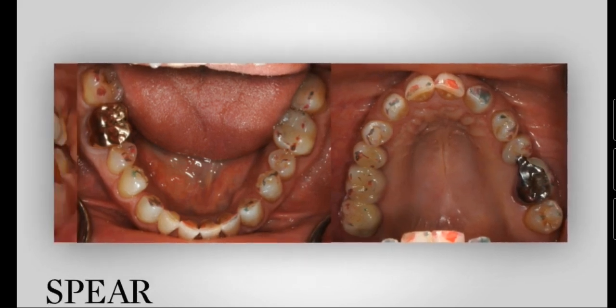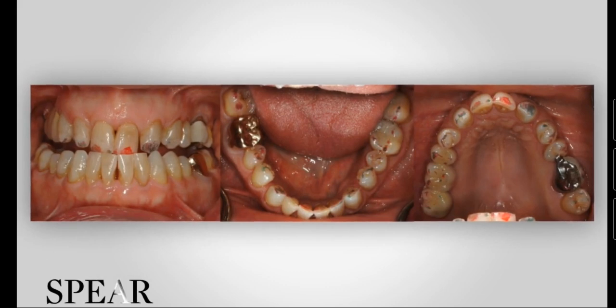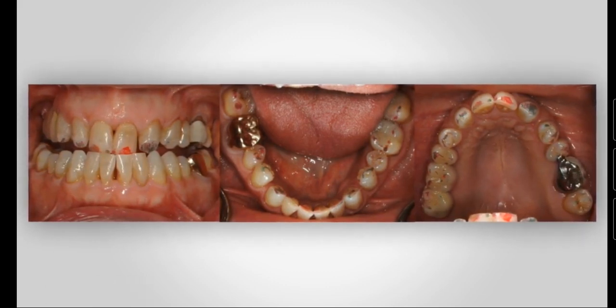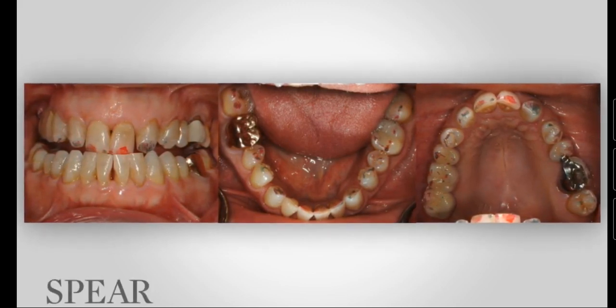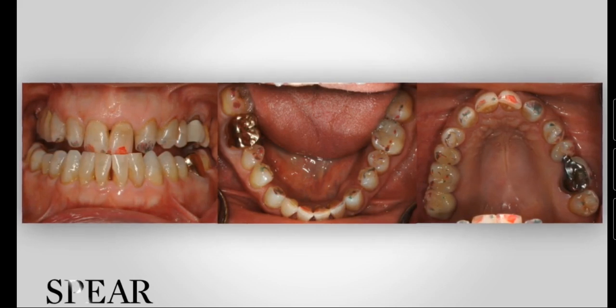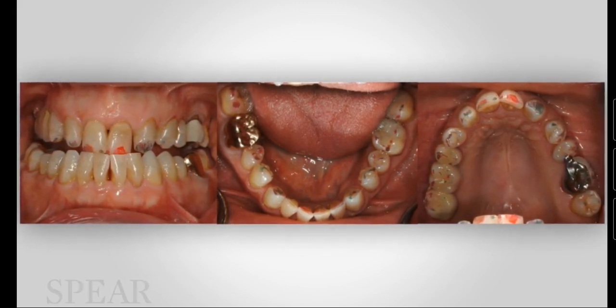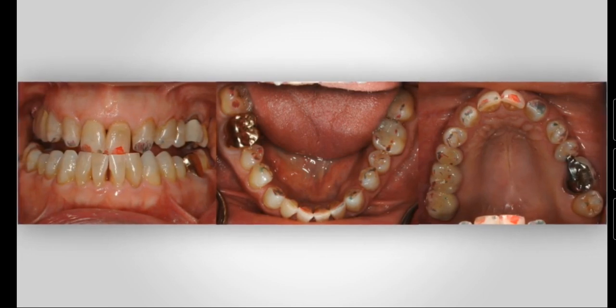But his teeth also move. And so what you can see from this photo is that, yes, we had to look at what his front teeth were doing when he rubbed his teeth against each other. And really, occlusion played a role in all of his treatment to make sure it was individualized and functional and long-term.